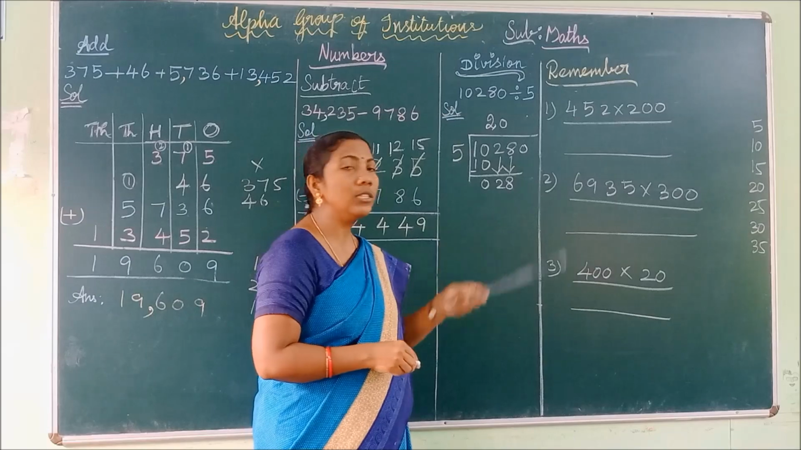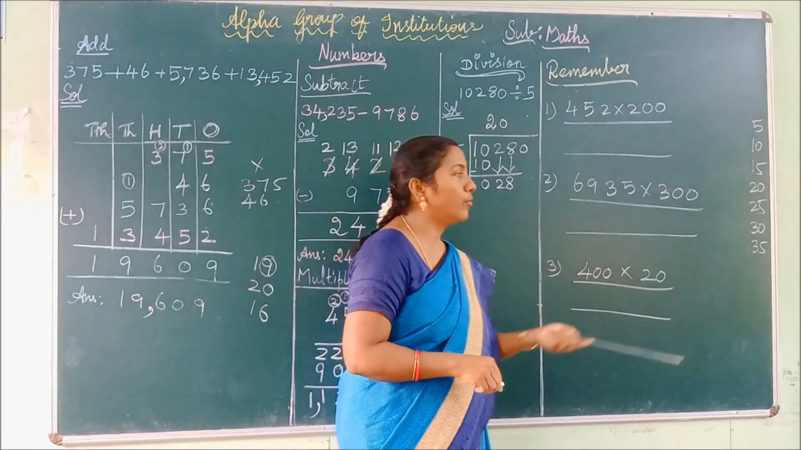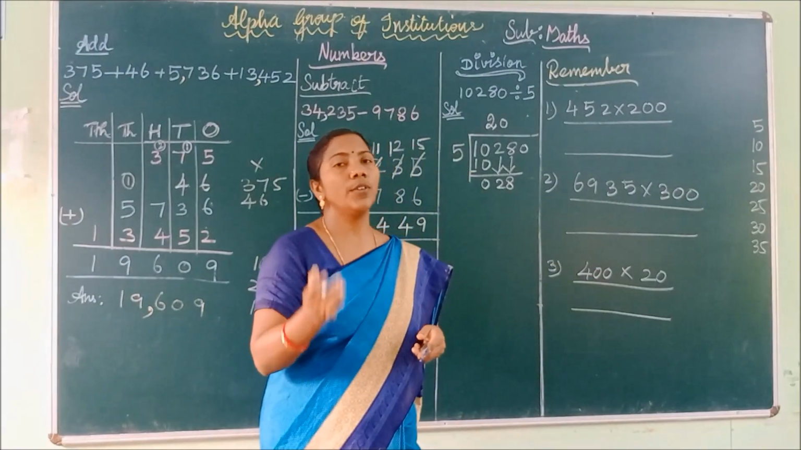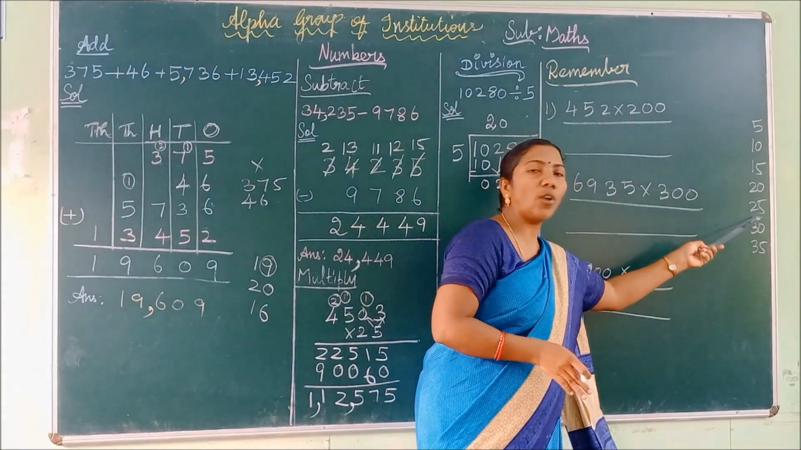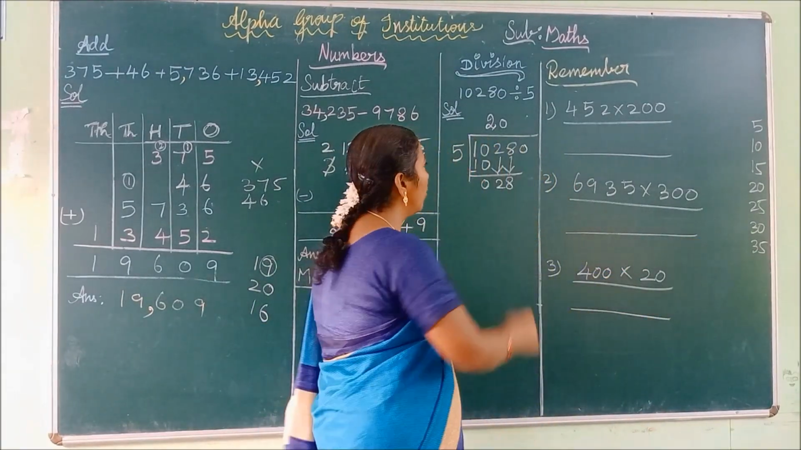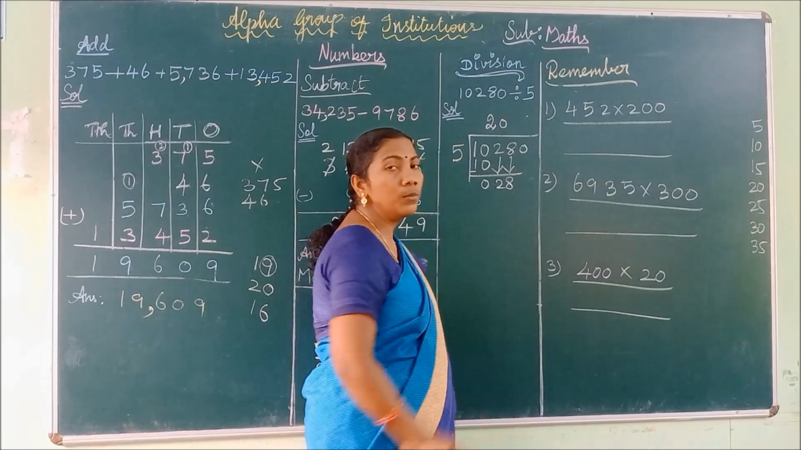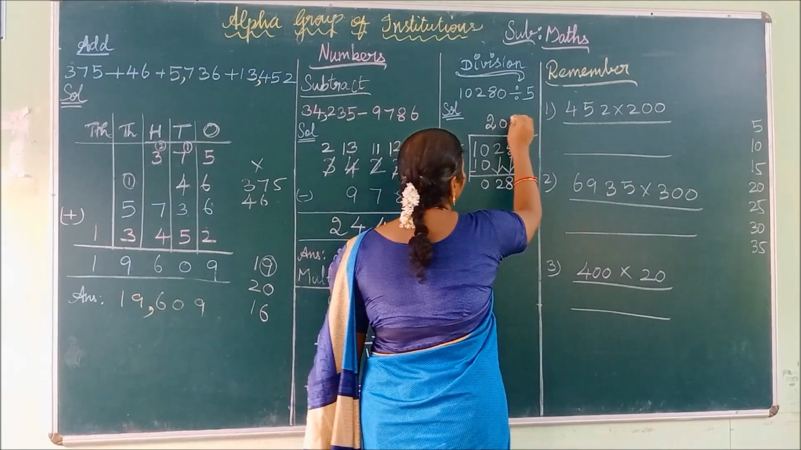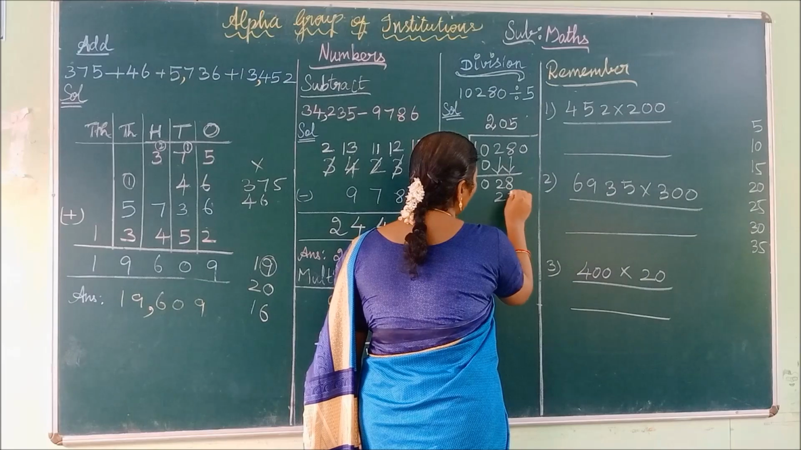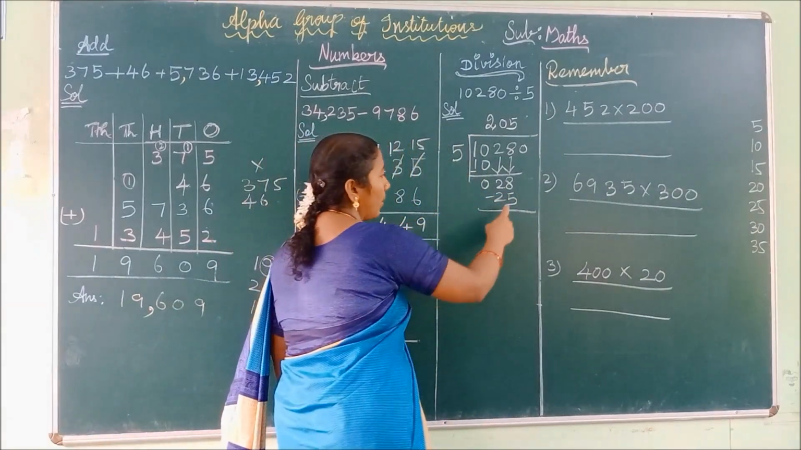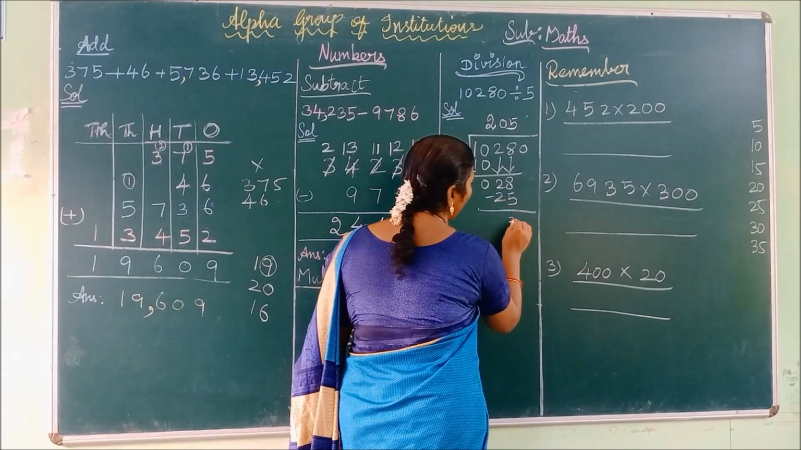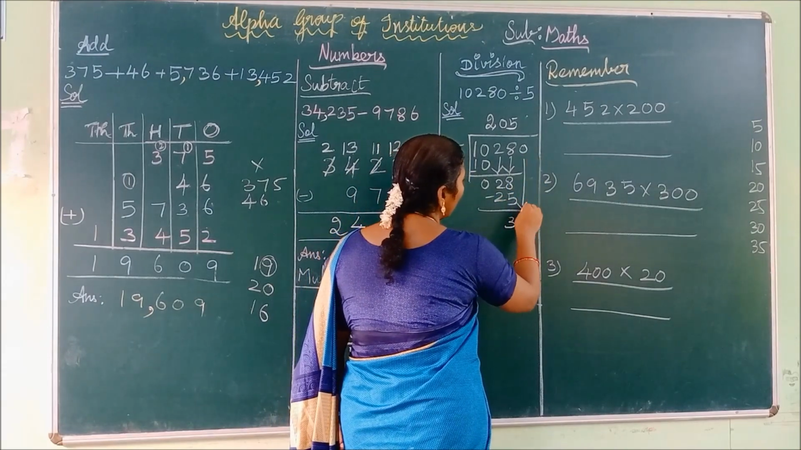Now our number is 28, but in the table of 5 we don't have 28. So we are checking for the previous number of 28. Thus we got only 25. So in the 5 table, 25 comes 5 times. So 5 5s are 25. Now we are going to subtract this. So subtracting 25 from 28 you get 3, and then bring down the next 0.